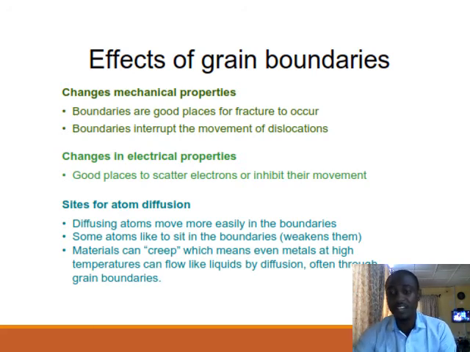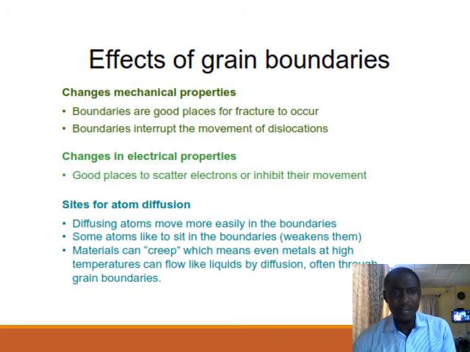So what it means is that if you have so many grain boundaries, it will hinder their movement, it will hinder the scattering of the electrons, which will definitely have an impact on the electrical property of the material. And if you want to allow for free movement and easy scattering of the electron, you want to avoid this grain boundary. So these are very, very important impacts of grain boundaries on properties of material.